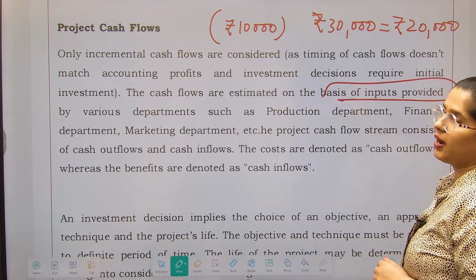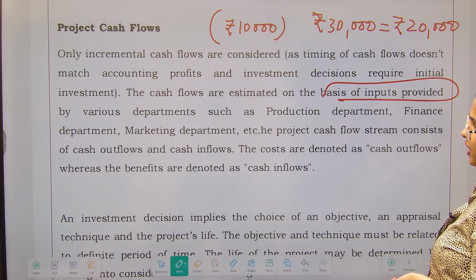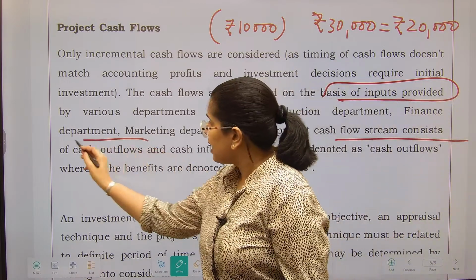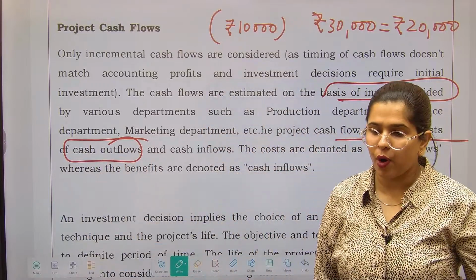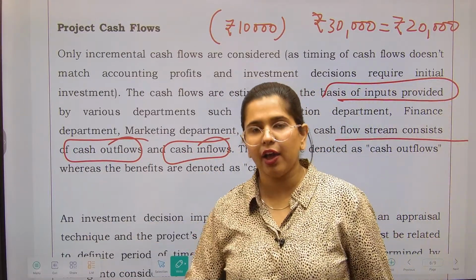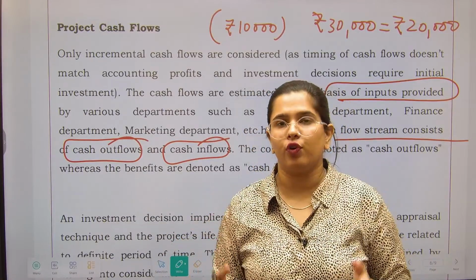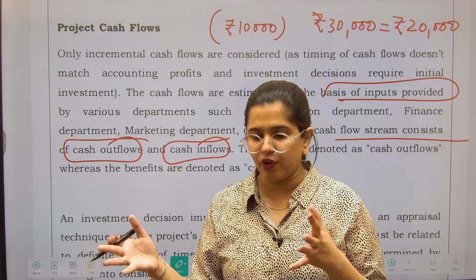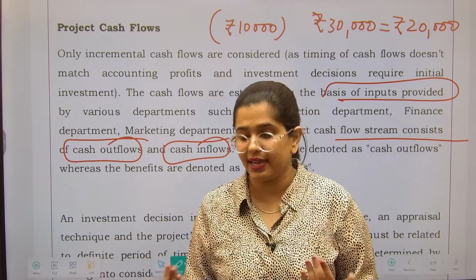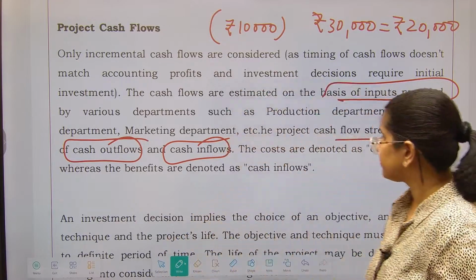inputs which are provided by departments like the production, finance, marketing, etc. The project cash flow stream consists of cash outflows, that means what is going out of your pocket, and what is coming in your pocket. आपकी पॉकेट में क्या आ रहा है और आपकी पॉकेट से बाहर क्या जा रहा है, that is cash inflow and cash outflow. The difference in these inflow and outflow in a particular year is considered as an incremental inflow, right, or the outflow which is going.